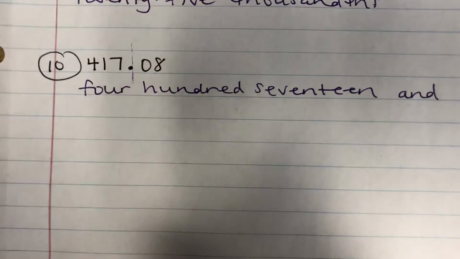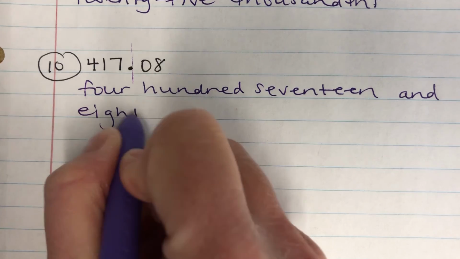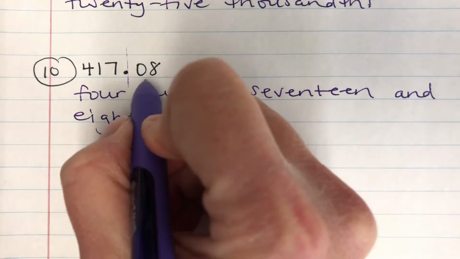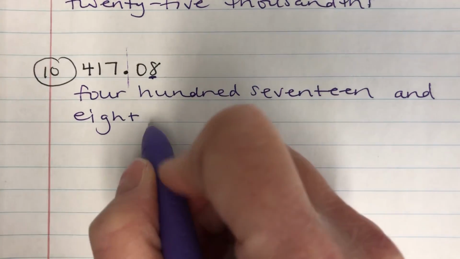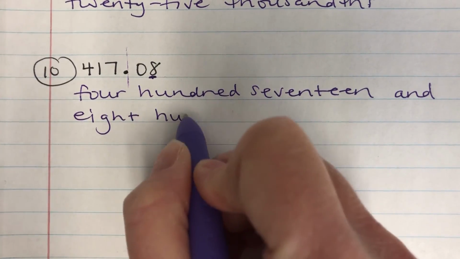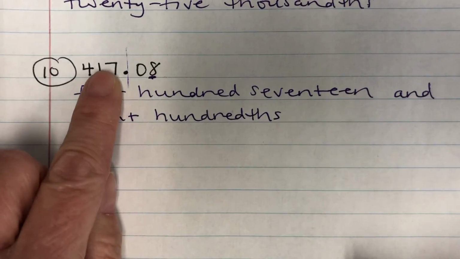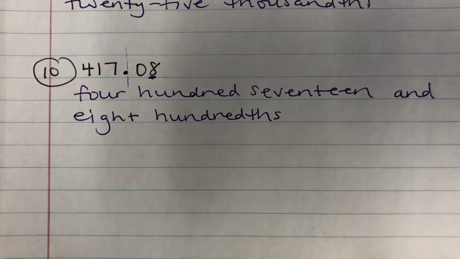0.8 would be 8. But 8 what? Because it's not actually worth 8s to the right of the decimal point. This 8 is in the hundredths place. So I would say 8 hundredths. That is 100 with a th. So 417 and 8 hundredths.